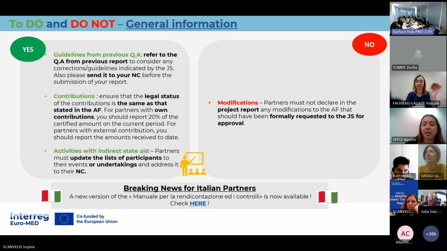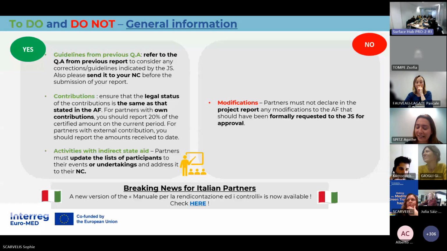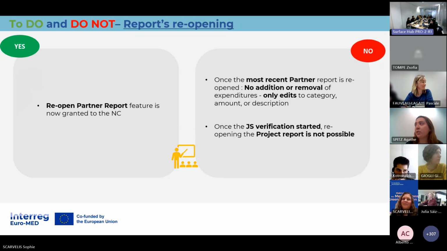Finally, last general information addressed to the Italian partners, as you can see. We inform you that a new version of the Manuale per la rendicontazione e di controlli is now available. Sorry for my bad Italian. And you can find inside some detail about staff cost. And also you can find further information in the webpage of the National Authority.